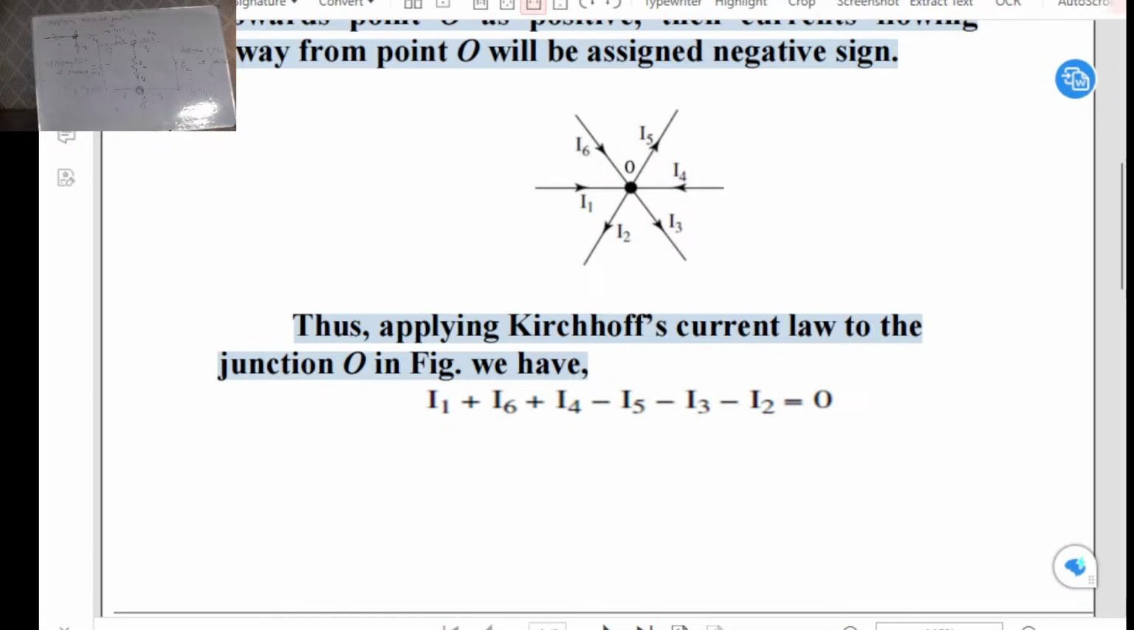To give the explanation of KCL, you have to take some conductors, make a junction, and take some currents away. Then applying KCL at O: I1 towards the junction, I6 towards, I4 towards, I5 away, I3 away, I2. Like this, you have to give the explanation from the exam point of view.